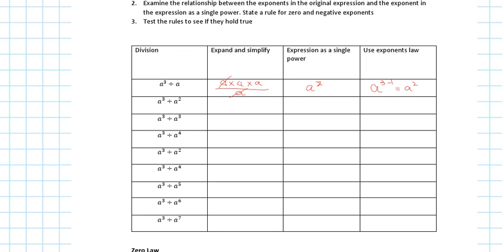So I have a cubed. So that's a times a times a divided by a times a. If I simplify, what am I going to end up with? A. Just a. And if I do the 3 minus 2, that's going to be just a.